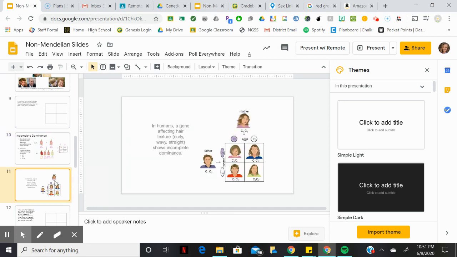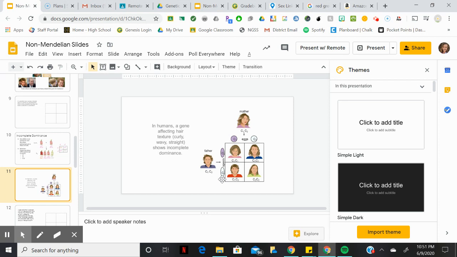Another good example of incomplete dominance is hair texture. So this mother has wavy hair. They both have wavy hair. So this mother can make eggs that are curly or straight because she is heterozygous. She carries both genes. Father, same thing. He can make sperm with the curly allele or carrying the straight allele.